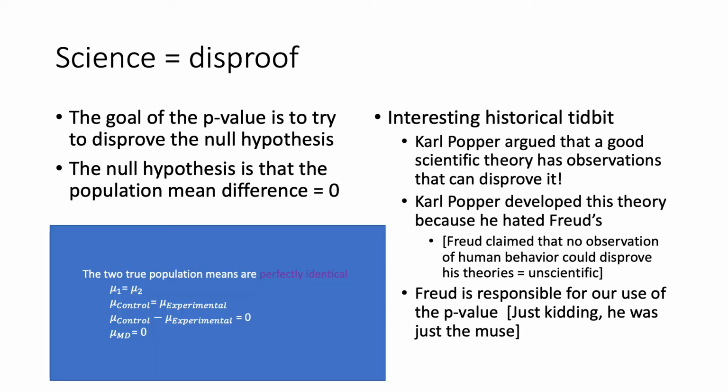You've probably seen the population mean or the null hypothesis represented in different ways. One way is that the two population means are perfectly identical. Another way you've seen it is mu1, the mean of group 1, is equal to mu2, the mean of group 2, the population mean. Mu is population mean. Or the mu of the control group, the mean of the control group at the population level equals the mu of the experimental group, the population mean of the experimental group. Those are equal. Some of us, like myself, do algebra to say the population mean of the control minus the population mean of the experimental group equals zero, or we can just say the population mean difference equals zero. We're trying to disprove this.